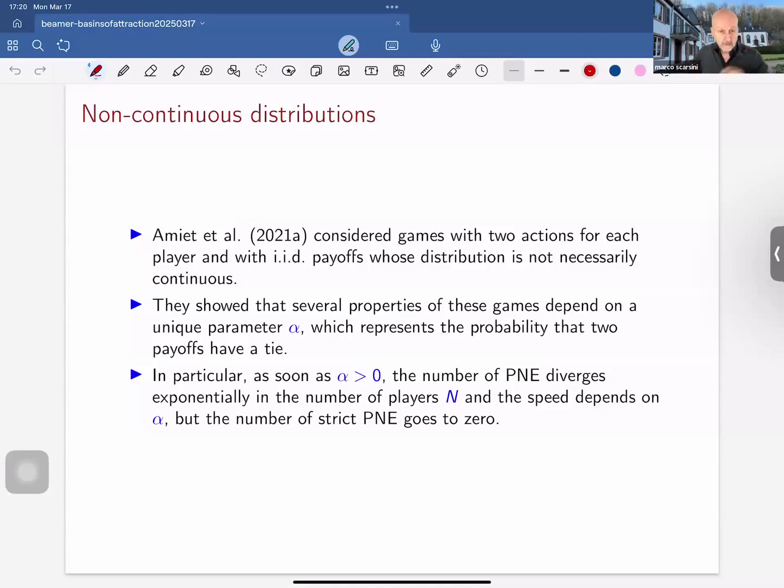So in this paper that I have with my colleagues in Melbourne at Monash, we consider games with 2 actions for each player. So the asymptotics is in the number of players. But we allow for atoms. Atoms imply ties, and ties imply that the number of pure equilibria diverges exponentially, and the parameter alpha, which is the probability of having ties, determines how fast it diverges to plus infinity exponentially.